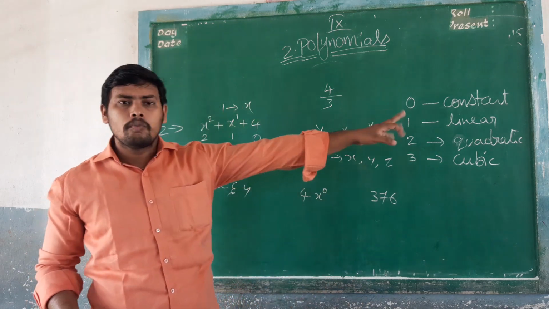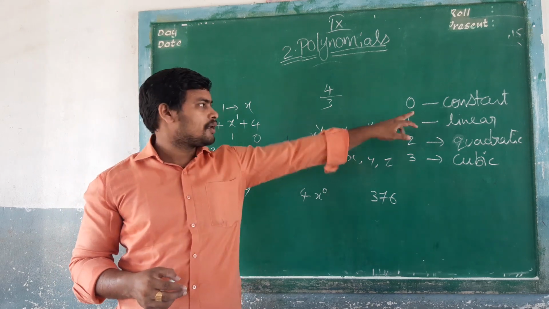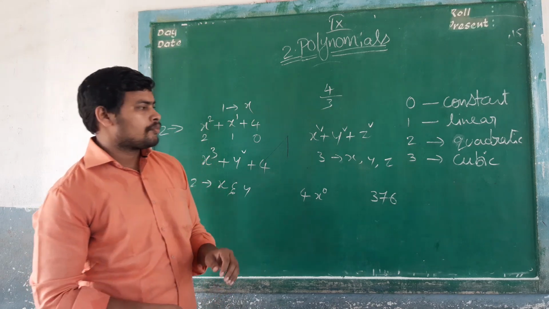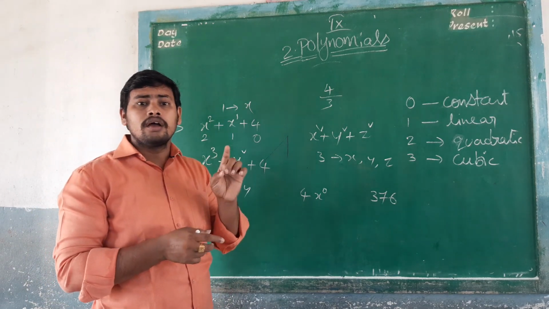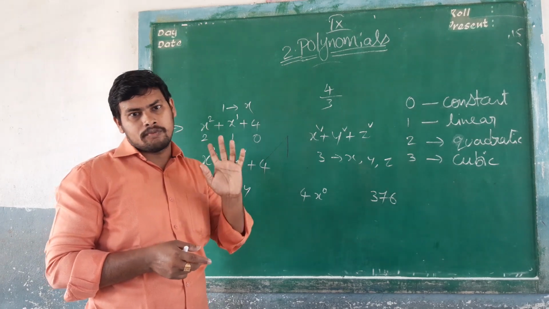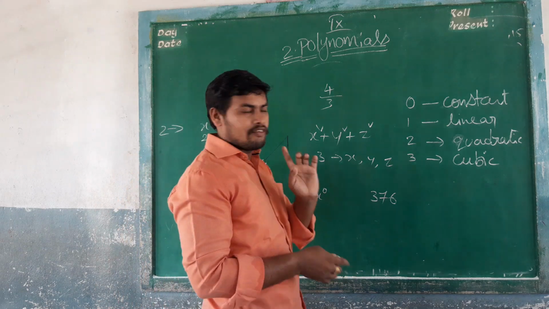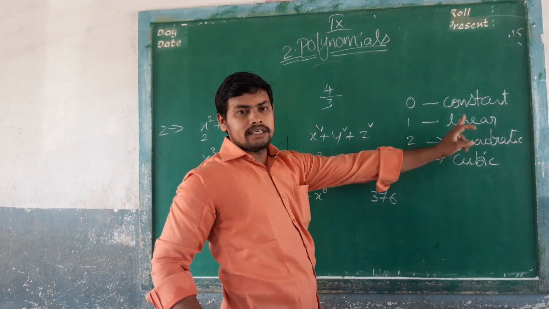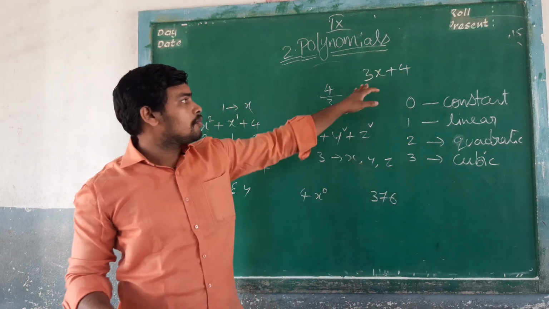Next, move on to the linear polynomial. Linear polynomial means the degree must be equal to 1. Here we are talking about the linear equations in one variable only. So you have to consider x as the one variable. Suppose, what is the example for linear polynomial? 3x plus 4.